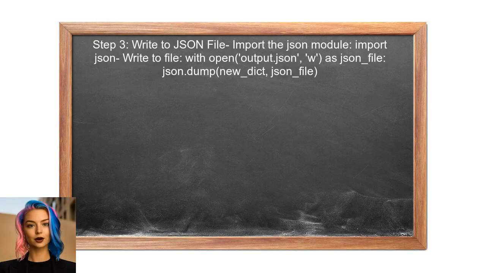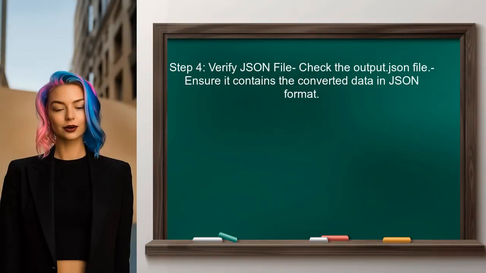After converting the ND arrays, the user can now write the updated dictionary to a JSON file. This can be done using the JSON module in Python. Finally, the user should verify that the JSON file has been created successfully and contains the expected data. They can open the file to check its contents.